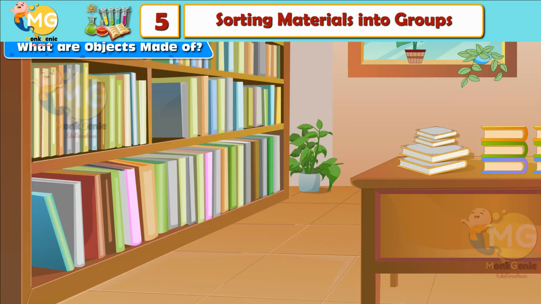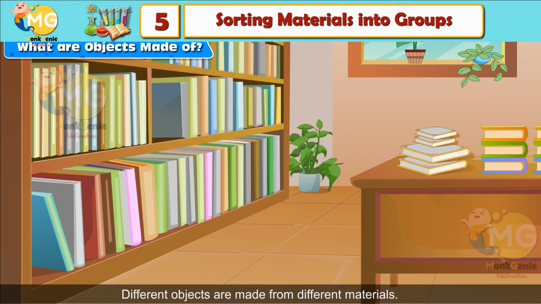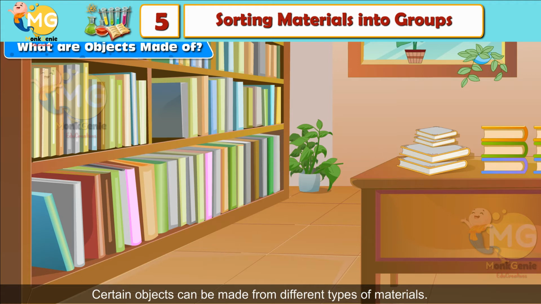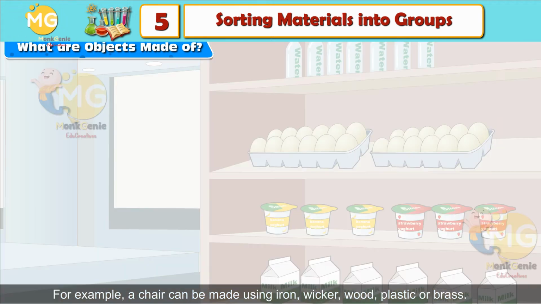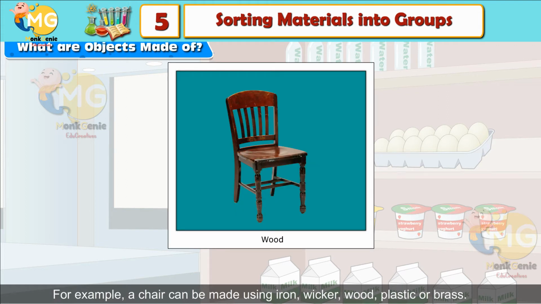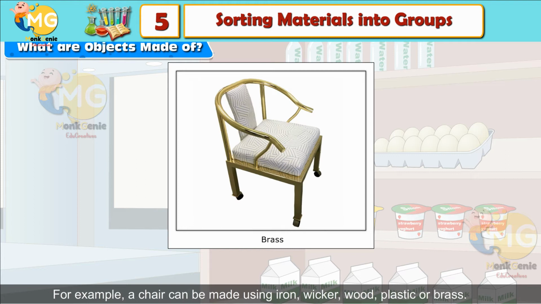What are objects made of? Different objects are made from different materials. Different materials are chosen according to the use of the objects to be made. Certain objects can be made from different types of materials. For example, a chair can be made using iron, wicker, wood, plastic, or brass.